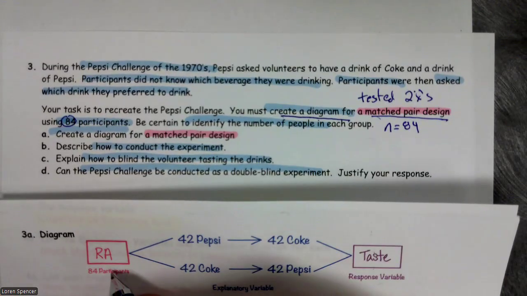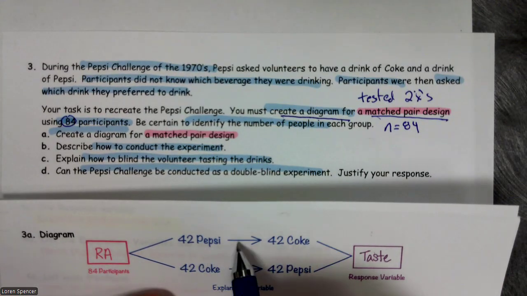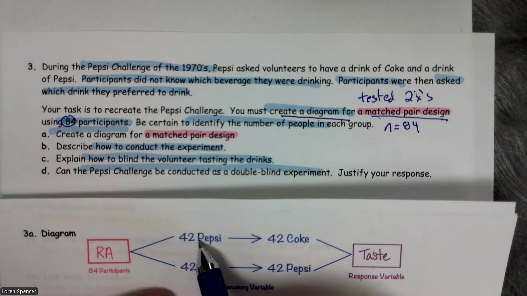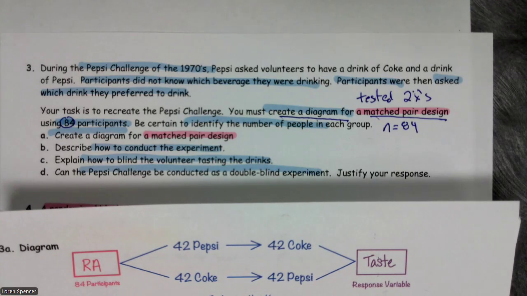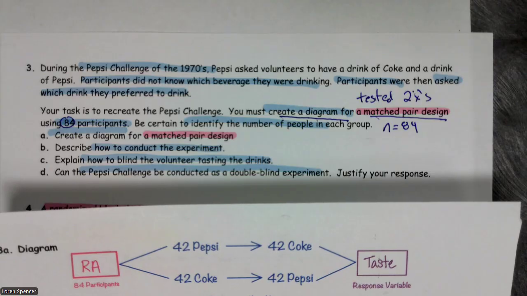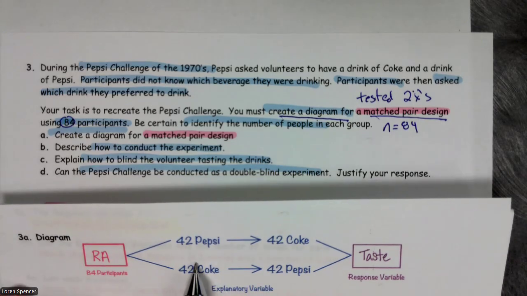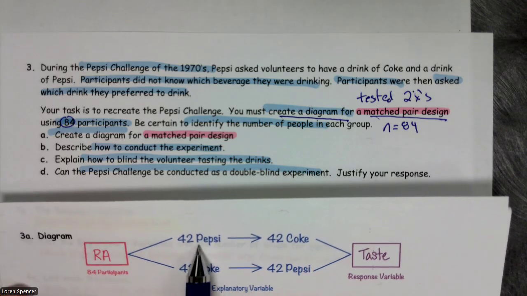We have random assignment of 84. 42 will try Pepsi first, followed by Coke, and the other 42 will try Coke first, followed by Pepsi. The reason we swap the order is if you're eating a bunch of donuts, your first donut is usually your best donut. If you're eating 6 donuts, by the time you get to number 6, they don't taste so great. You're just eating to be eating. The first bite of that first one is usually the best tasting one. That's why we swap the order, so that each one has an equal chance.